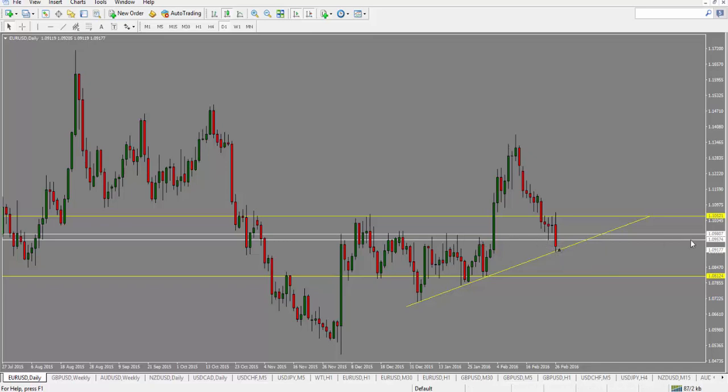So in terms of pullback, some of the levels that we may potentially see the pullbacks would be this 109.50 level right here. And then further up, this 109.80 level looks good. Or we could also see the market go all the way up to the 110.50 level. Any of these levels could provide us potential selling opportunities. Overall, the outlook for euro for this week would be bearish.